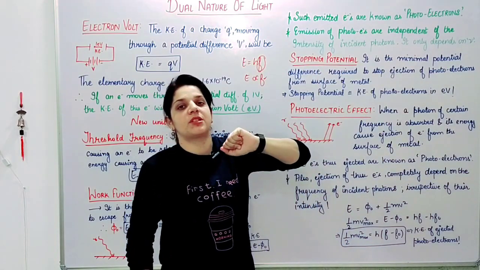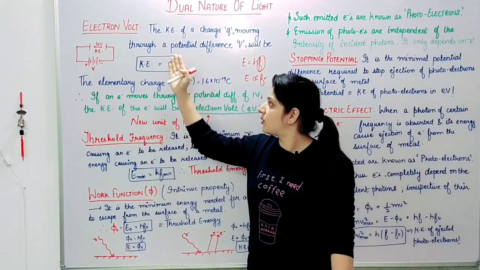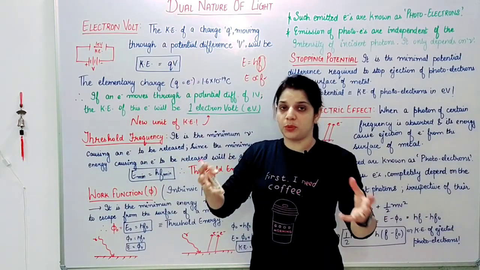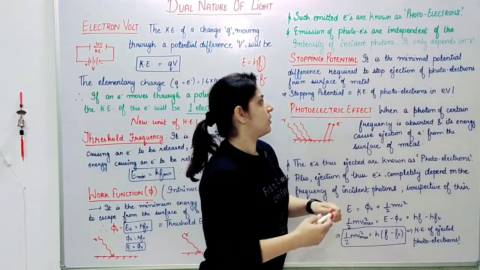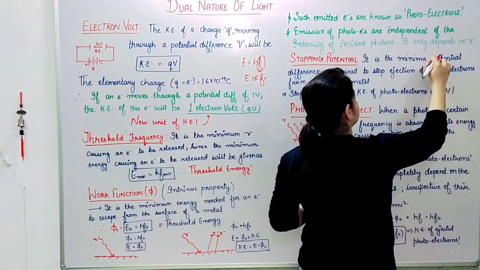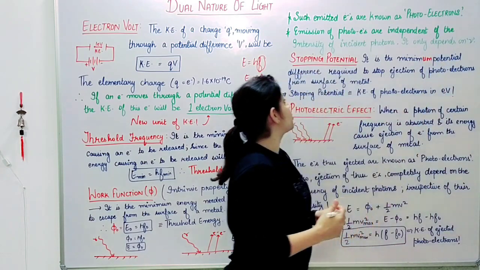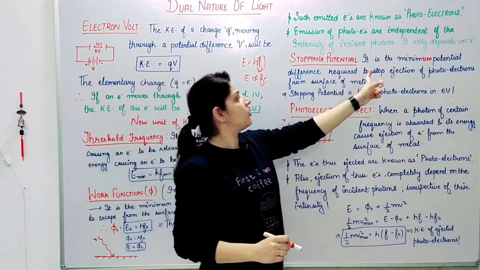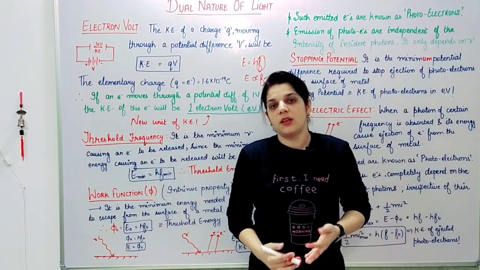Again, the name itself is telling it. I'm talking about electron volts. That means we are talking about kinetic energy in terms of potential differences. So I say it is the minimum potential difference required to stop ejection of photoelectrons from the surface of material.